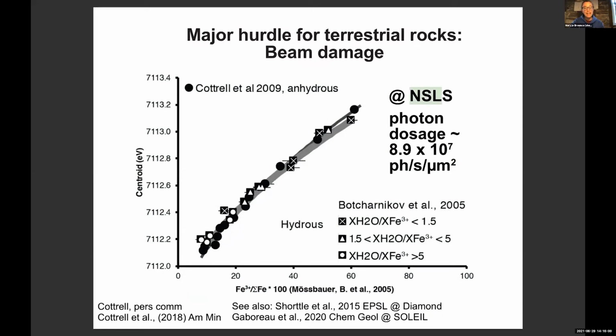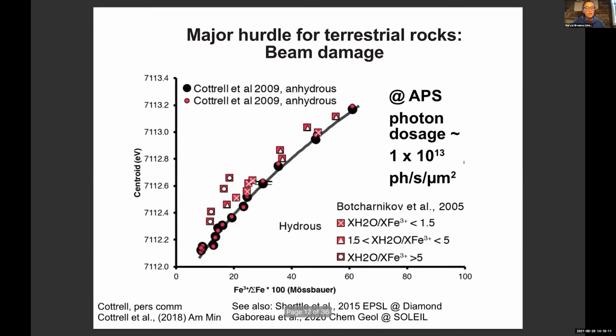These are data collected at NSLS. This is the NSLS1, not the NSLS2. And I'm showing you here the photon dosage. We were working at something like 10^7 photons per second per square micron at that facility. That facility went offline and we transitioned to 13-ID-E at APS, where the photon dosage is more like 10^13 photons per second per square micron.